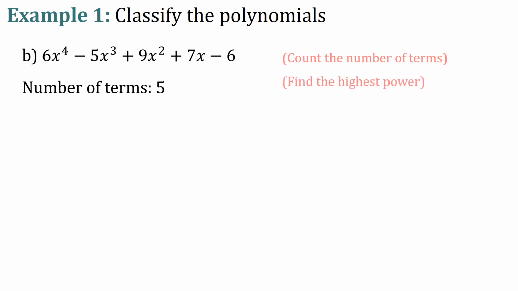Then we're going to find the highest power. In this case, it's 4, so our degree is 4. Therefore, this is a quartic polynomial. Quartic because the power is 4, polynomial because there are more than 3 terms. There are 4 or more terms, in this case specifically 5.